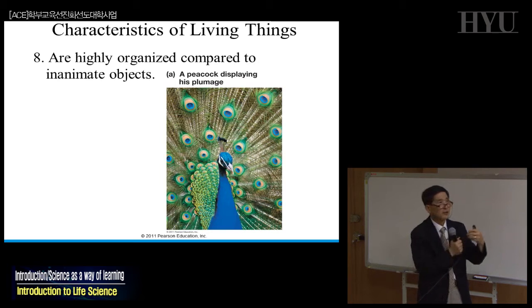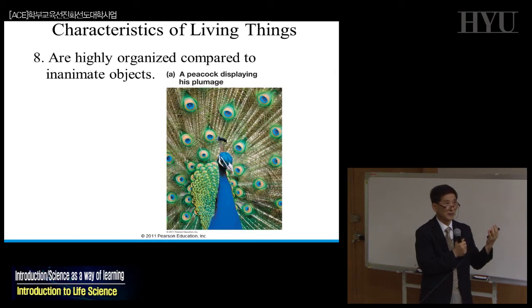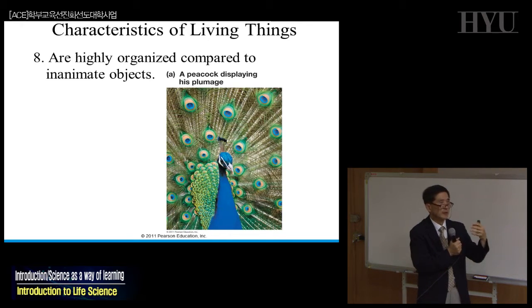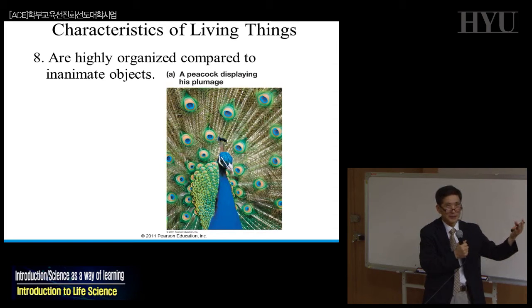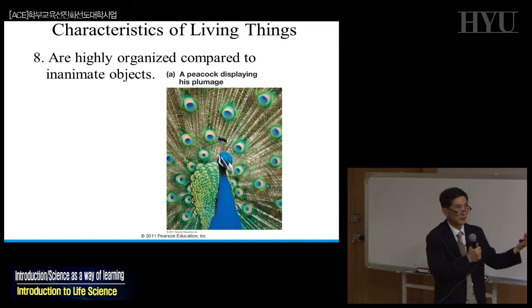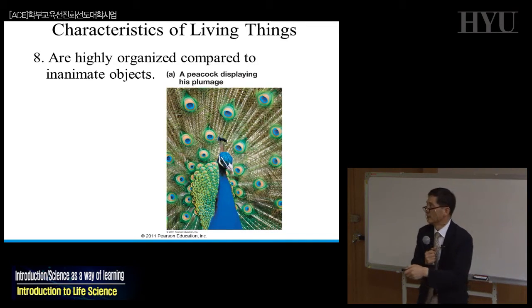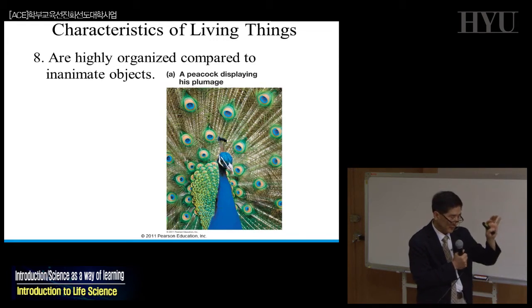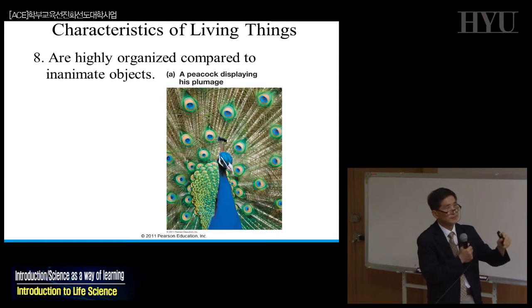Actually, they are risking their lives, because if you have this beautiful color, it's a good target for predators, right? Even if they can be eaten, they have to display this. Why? They want to be selected by their mate. That's sexual selection. It's part of natural selection. So they are highly organized compared to non-living things. Those are the 8 characteristics of living things.